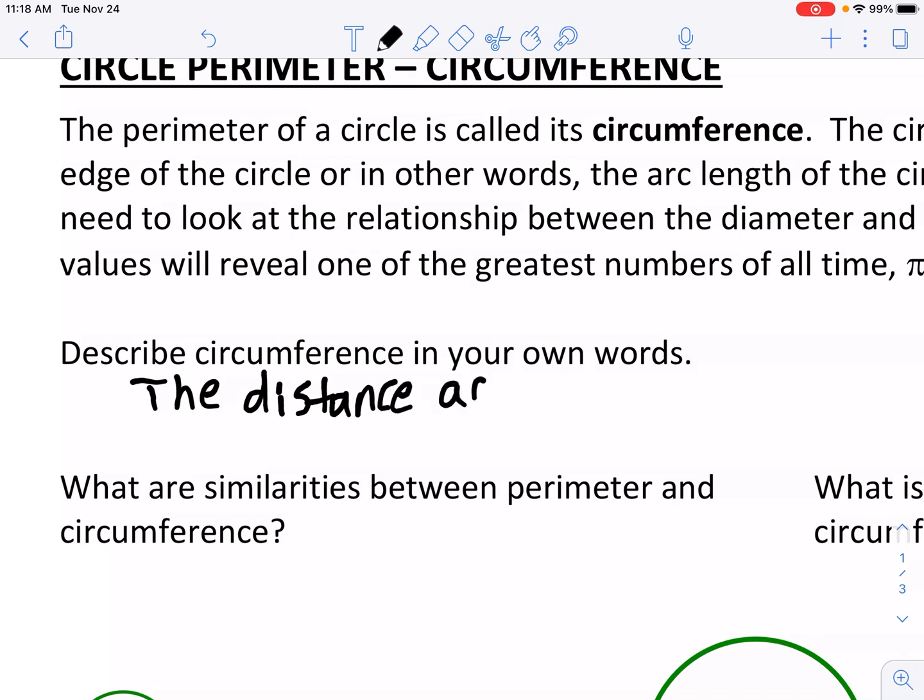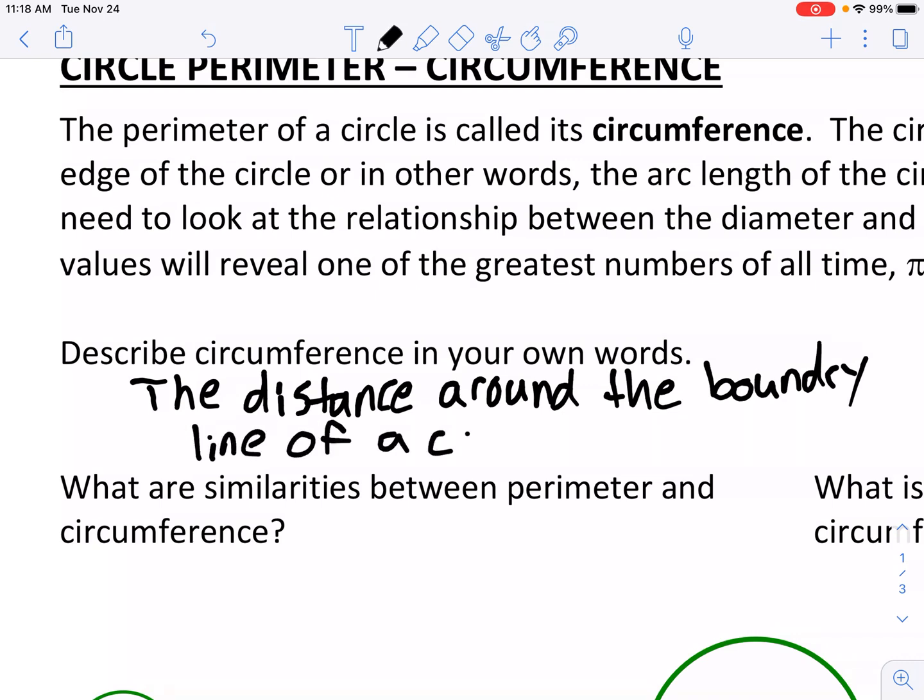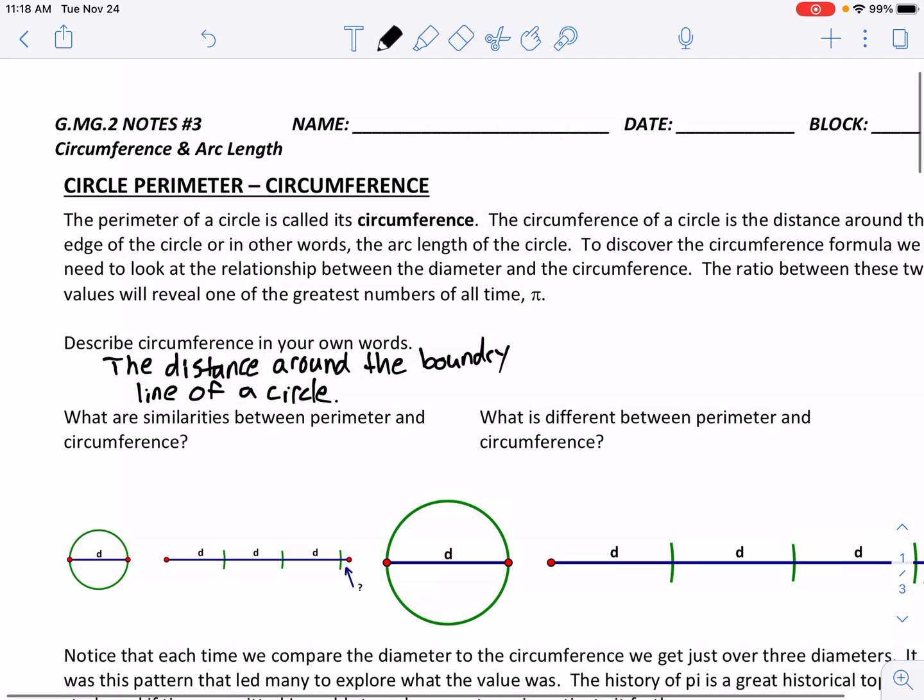around a circle, or we could say the distance around the boundary line of a circle. We're talking about that entire arc.